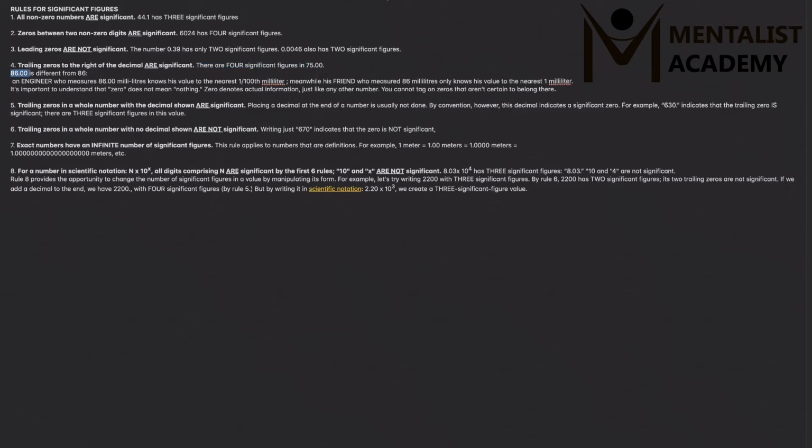86.00 is different from 86. Now let us see what is the difference between 86.00 and 86. Now, for example, there is an engineer who measures 86.00 milliliters. It means that he knows his value. The values he can measure would be up to 1/100th of a milliliter. That means he can also measure 86.12, 86.34, 86.75. These types of accurate measurements he can also do.